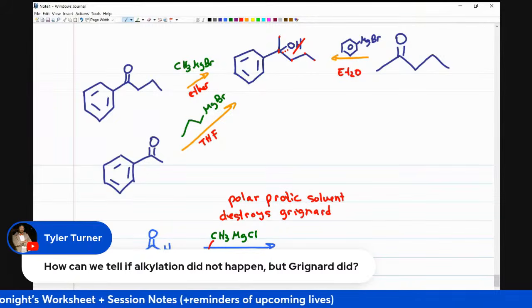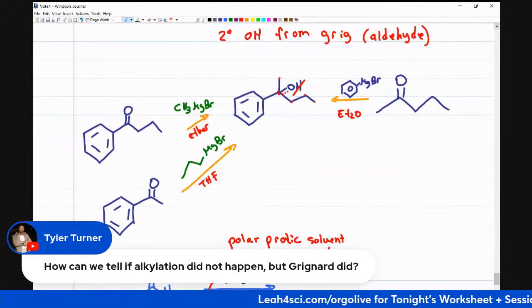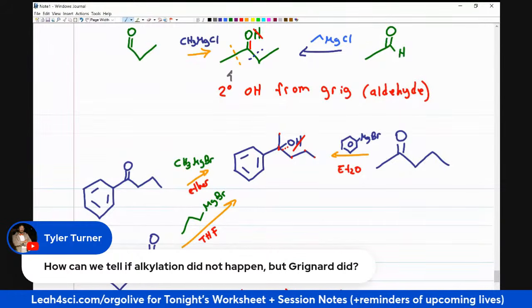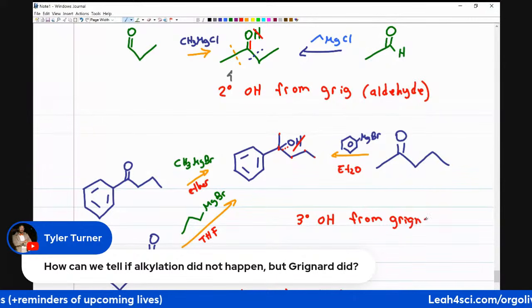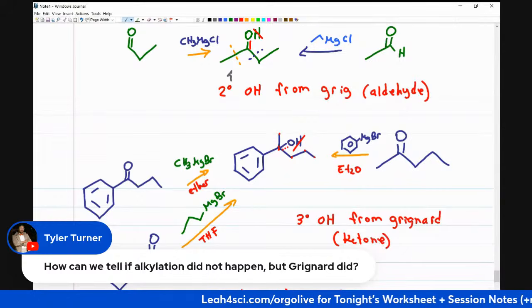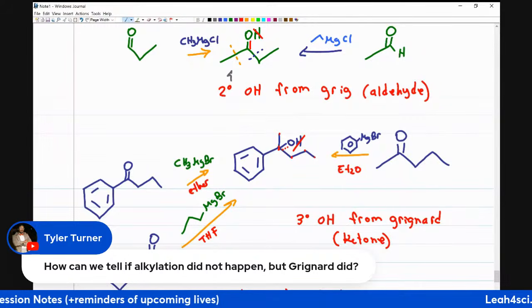So going back to, Sandlish, thank you for reminding me. So the trick here to recognize is the secondary alcohol we were talking about, this one right here. But the trick to recognize here is that if you have a tertiary alcohol from a Grignard, it had to have come from a ketone. So the ketone gives you a tertiary alcohol, and the aldehyde gives you a secondary alcohol. So these were great questions. Let me know in the comments if you have any more on this.